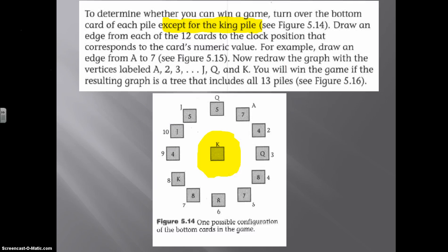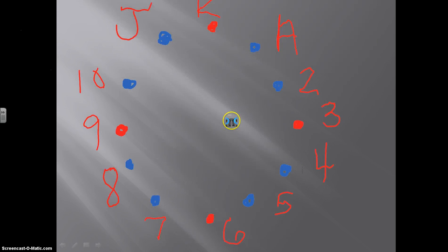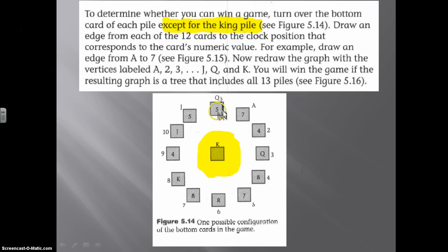Of course, it has to do with graphs. Here's an example of a game where they are showing you what card is at the bottom of each pile. Notice we did not turn over the king's pile. Our job now is to draw a graph, so we're going to put the 12 vertices around. Oh, I did that wrong. I'm going to correct that for the video, but I'm going to keep going. That should be a queen up there. We're going to connect the card where it belongs.